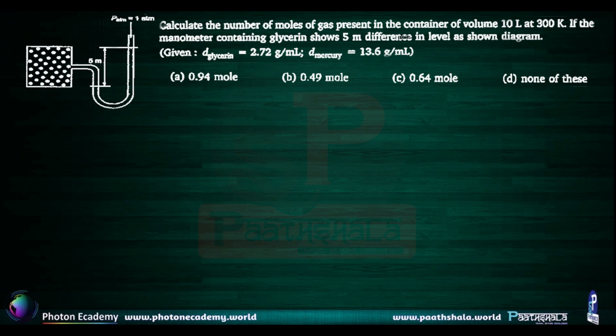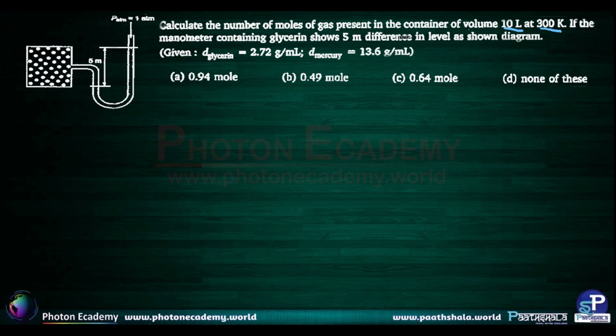Calculate the number of moles of gas present in the container of volume 10 liters at 300 Kelvin if the manometer containing glycerin shows a 5-meter difference in level as shown in the diagram. Given density of glycerin is 2.72 grams per ml and density of mercury is 13.6 grams per ml.